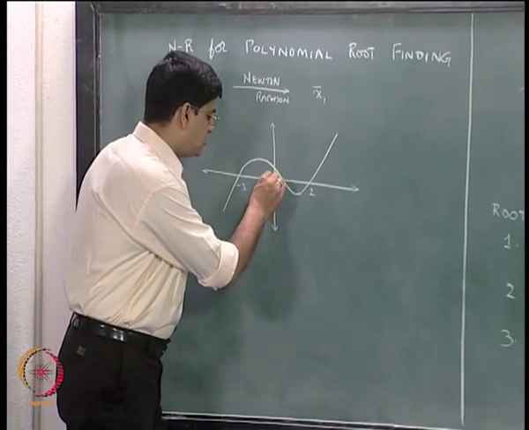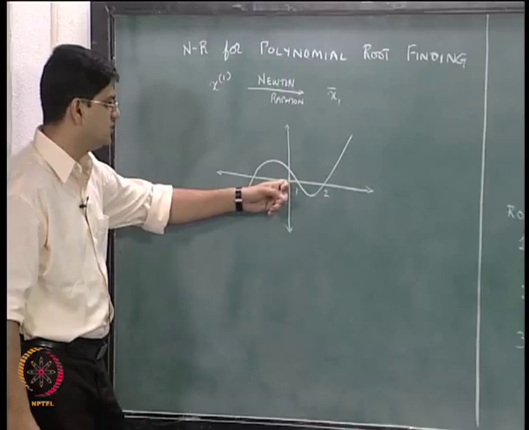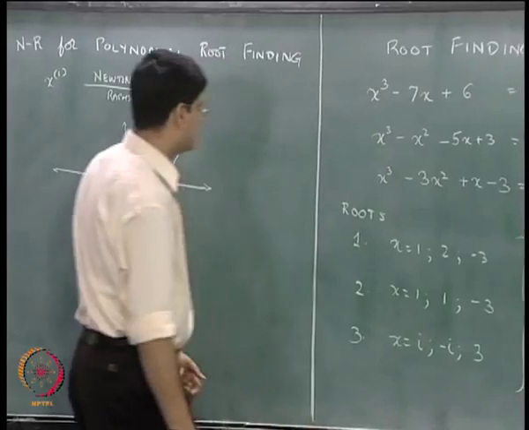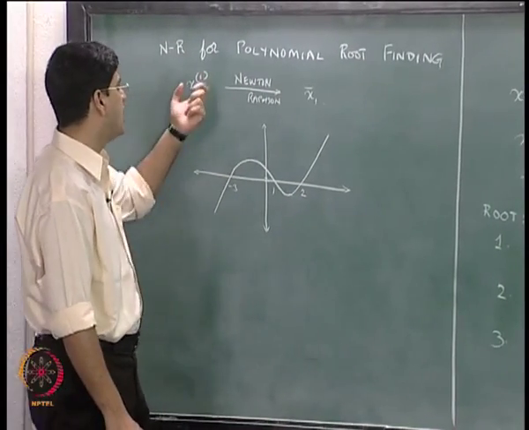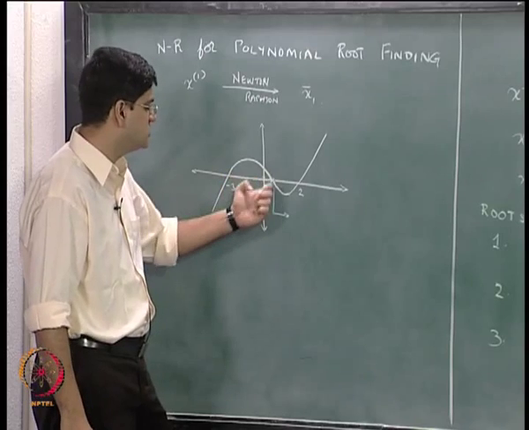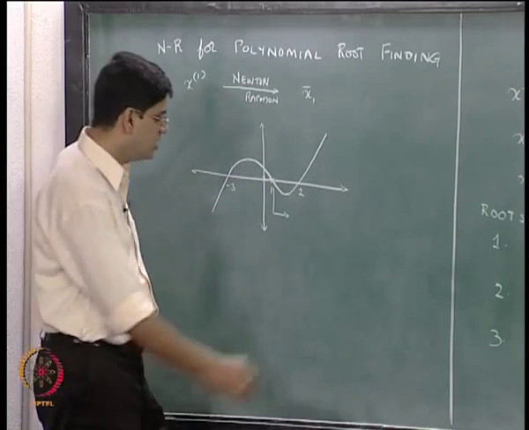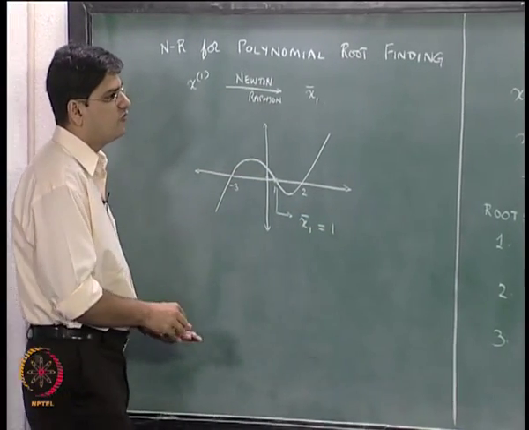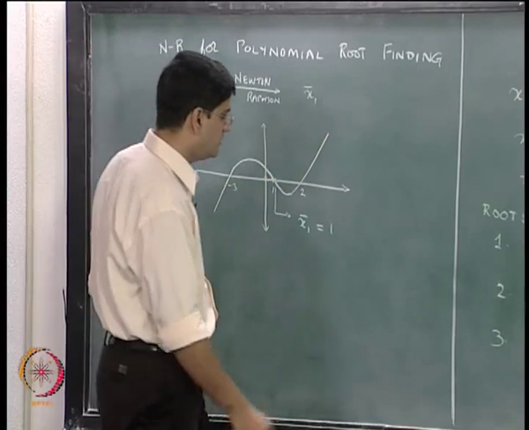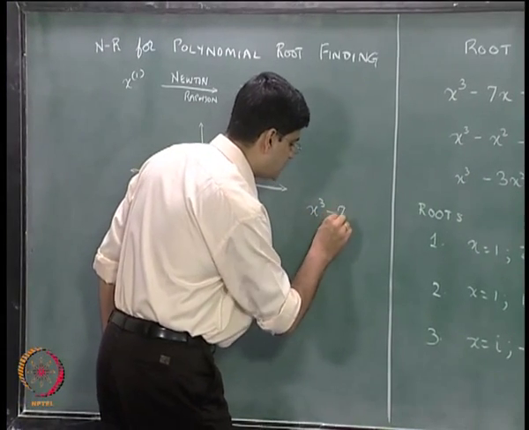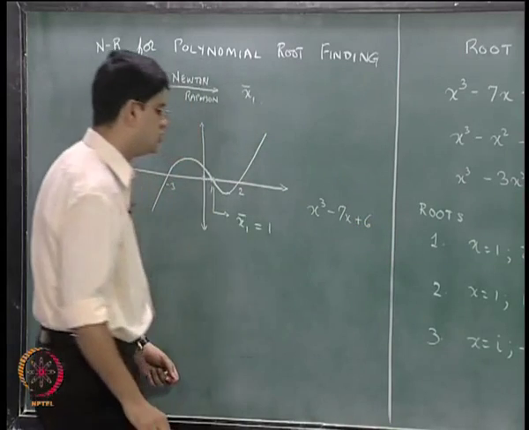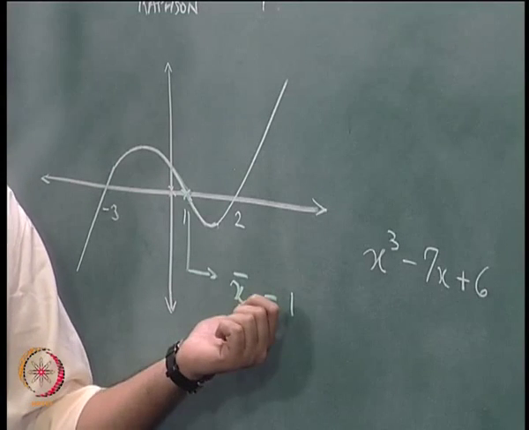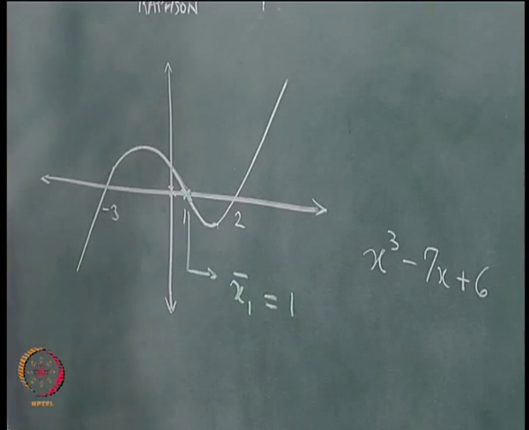Let us say we start with our x1 at this particular value. Assuming we don't know anything about this equation, let us start with x equal to 0 as the initial guess. If we start with x equal to 0 using Newton-Raphson's method, we will first get our x1 bar equal to 1. So we started off with a polynomial of the form x cube minus 7x plus 6, and we found that one of the roots was x bar equal to 1.